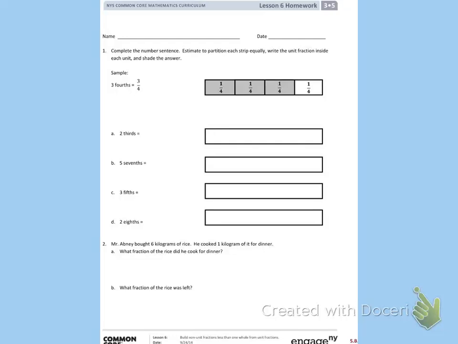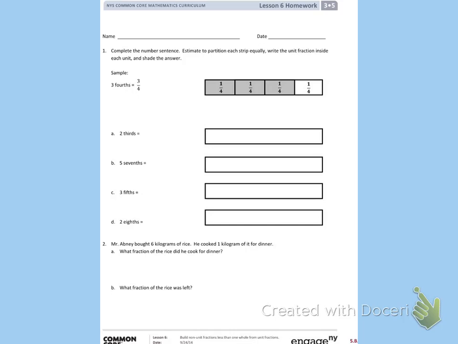Module 5, Lesson 6's objective is to build non-unit fractions less than one whole from unit fractions. Item 1 says, complete the number sentence. Estimate to partition each strip equally. Write the unit fraction inside each unit and shade the answer.